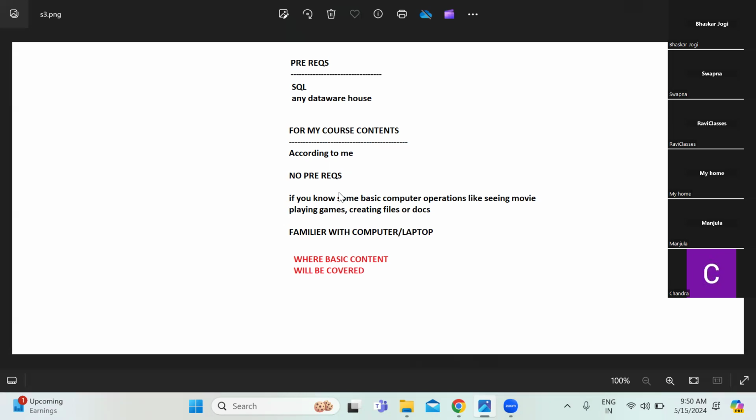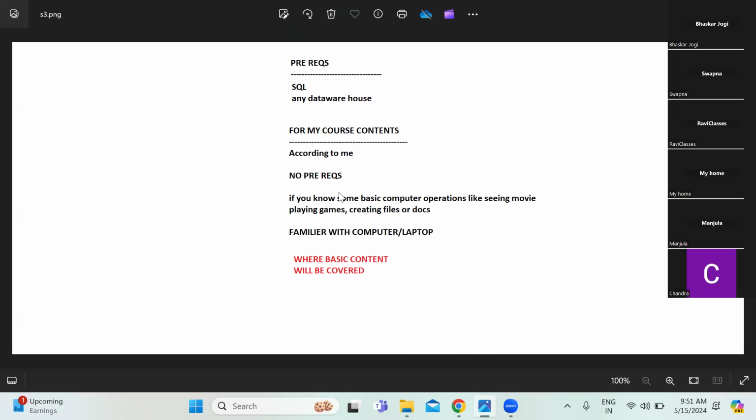In this case, whether you have Hadoop knowledge or you don't, no problem. Why? Because you can directly learn Snowflake. From the basics, I will cover where Snowflake came from, what Hadoop is, and what we can perform with it. So some basic knowledge of Hadoop is enough.